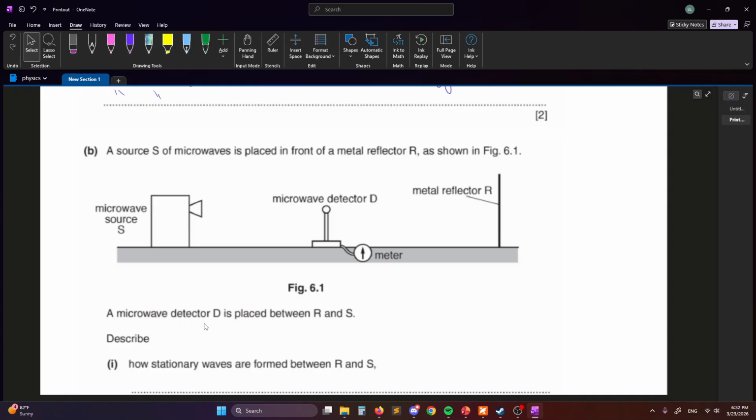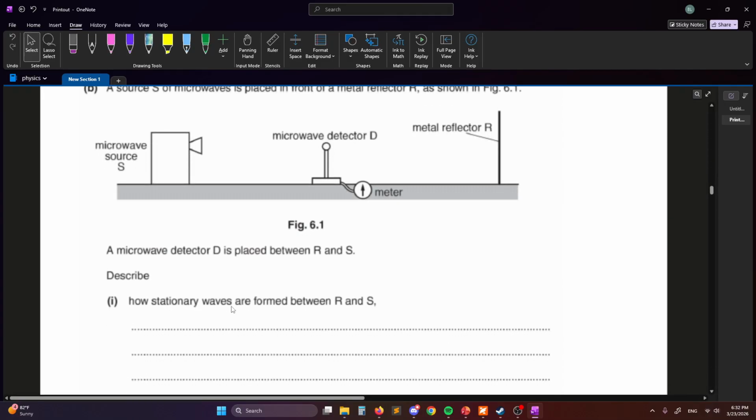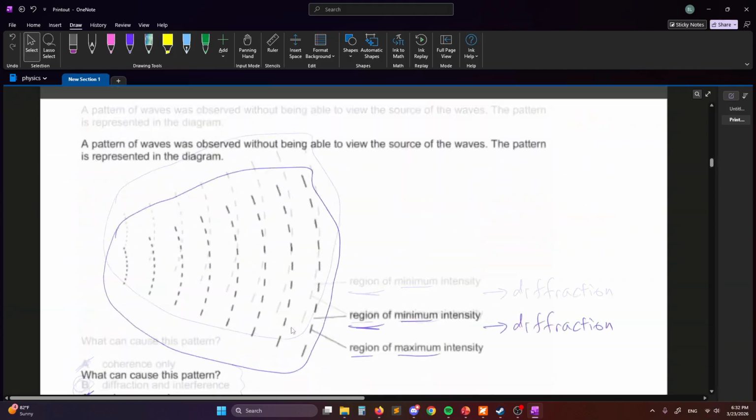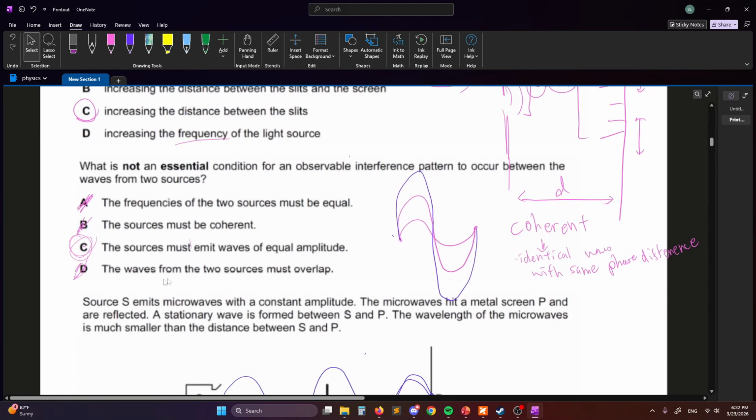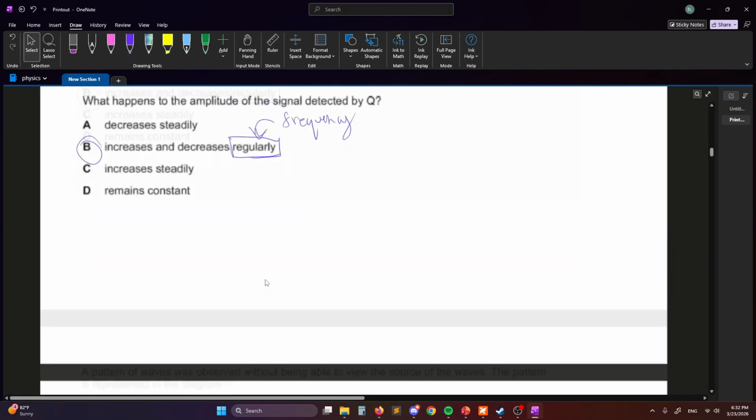All right, so for the next one, remember that we're describing how stationary waves are formed, and the way stationary waves are formed is that our waves are coherent. Let's look at our previous question here. The waves must overlap, and the frequencies are equal, right?